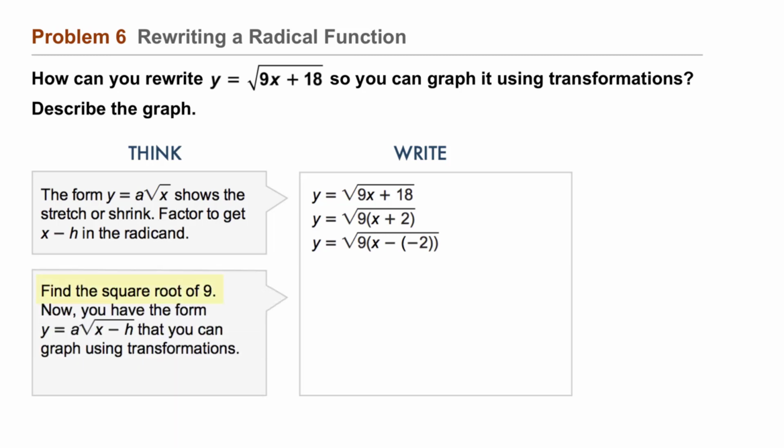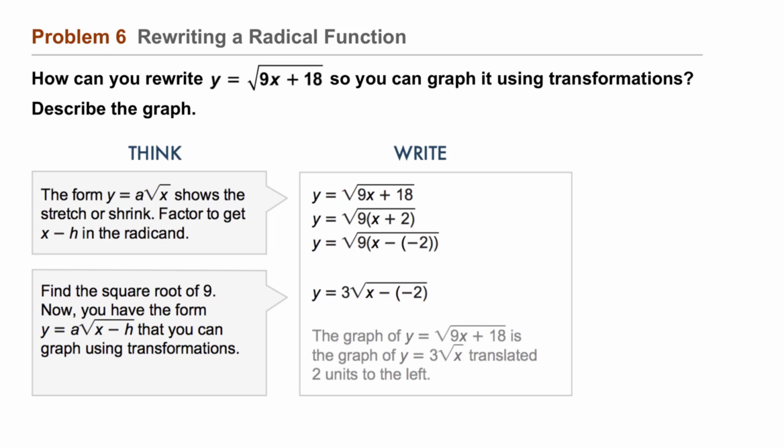Next think, find the square root of 9. Apply the square root to 9 in order to extract a 3 from the radicand. Now you have the form y equals a times the square root of x minus h that you can graph using transformations. The graph of y equals the square root of 9x plus 18 is the graph of y equals 3 times the square root of x, translated 2 units to the left.